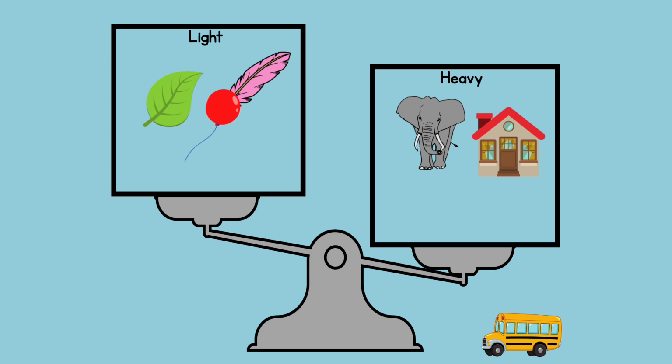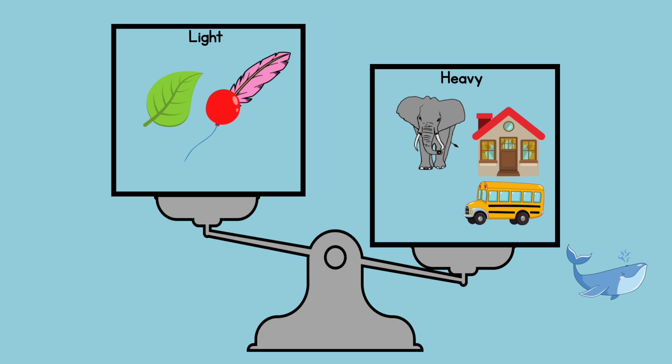A bus. Is the bus heavy or light? Well done. The bus is heavy. We have a whale. Is the whale heavy or light? Well done. The whale is heavy.